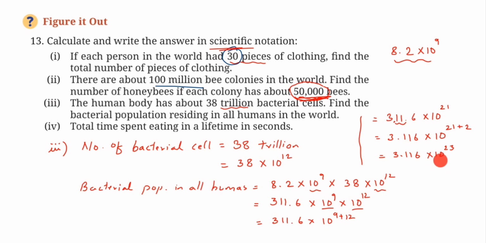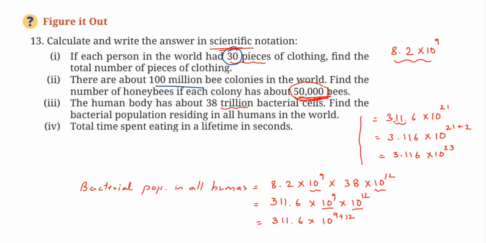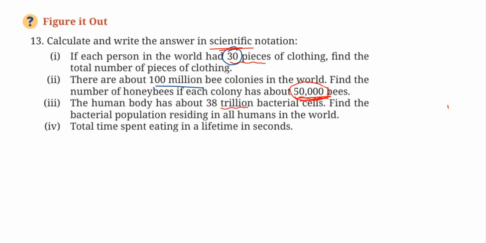Now let's solve the fourth question. Now this is the last question. So I'll erase this whole thing. So the last question is total time spent eating in a lifetime in seconds. Okay, now here we need two things: total time spent eating per day and average lifetime.